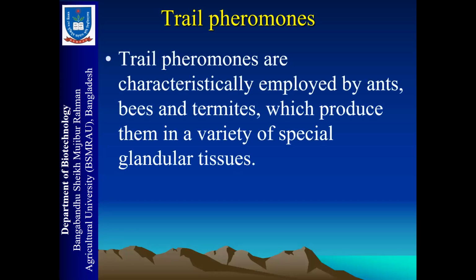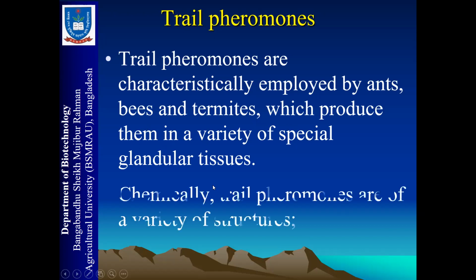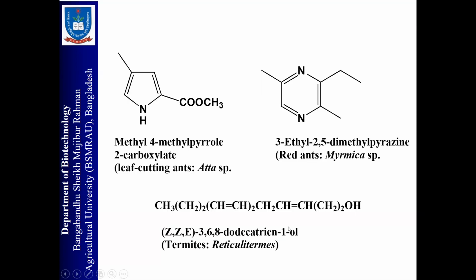Second, I would like to talk about something very simple, and I think you have experience observing the trail pheromonal action in the ant. Trail pheromones are characteristically employed by ants, bees, and termites. They are all social insects which produce them in a variety of special glandular tissues. And chemically, trail pheromones are of a variety of structures. There is huge structural diversity.